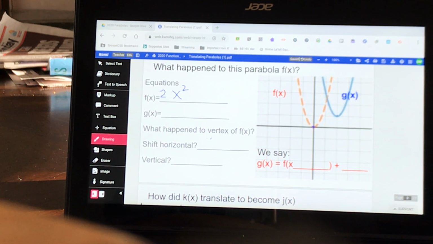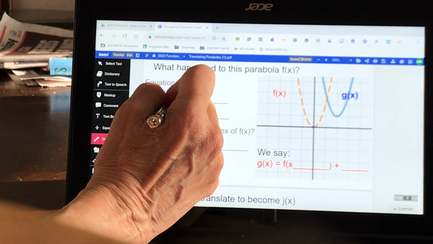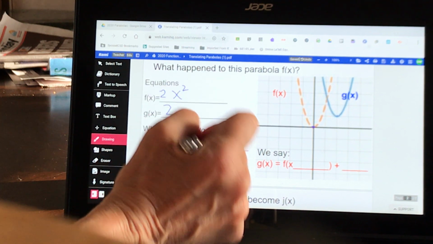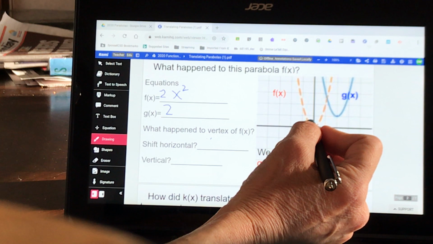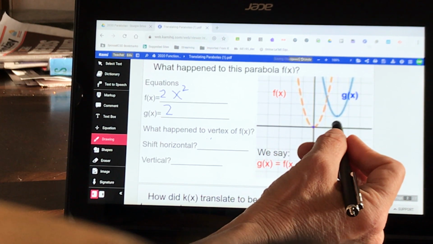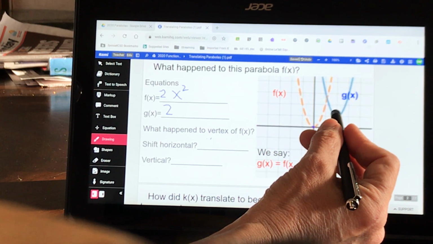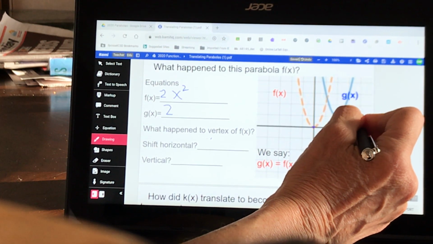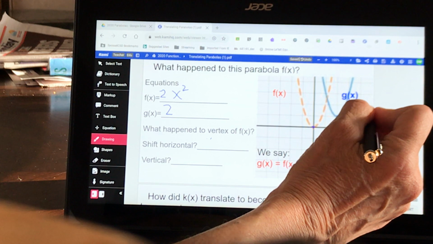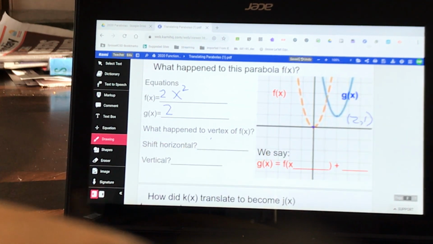Now g of x is the exact same parabola. It's going to have a lead coefficient of 2. But the vertex has been moved. Instead of 0, 0, the vertex slid to the right 2 and up 1. So the new vertex for g of x is going to be 2, 1. How would we write the equation of g of x?